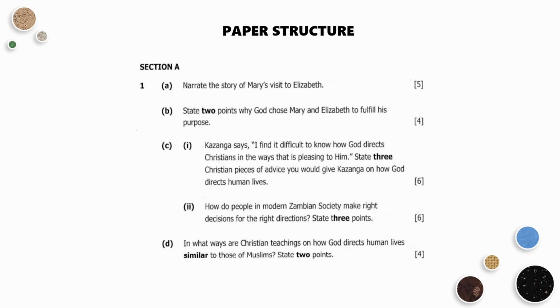Alright, so this is how all the questions will appear in RE. Part A is on narrations. You have to relate or narrate a story from the Bible. And then part B is based on the meanings and the lessons you get from the Bible passage. Part CI requires you to give the applications of the Bible passage, like Christian advice. Part CII, you'll be required to show how spiritual and moral based values from the passage can be expressed in Zambian modern society. And then finally, you have comparisons of teachings between Christianity and other religions.